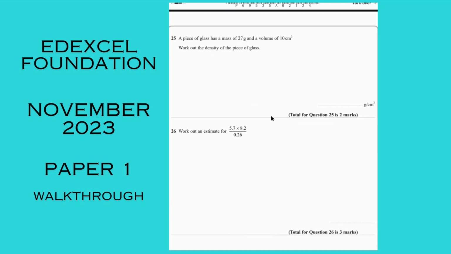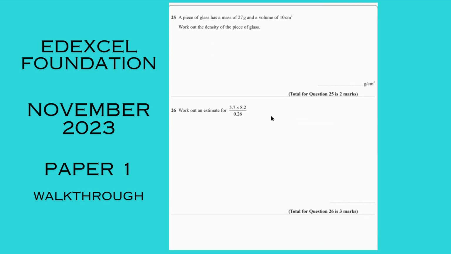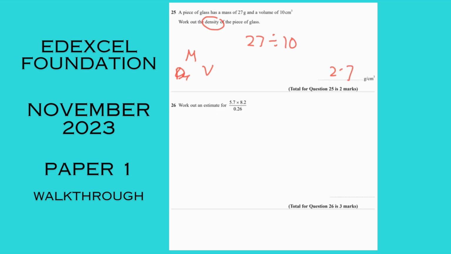It mentions mass, volume. I would make a note, E, M, V. Work out the density. We do mass over volume, over means divide. So just pop in the decimal point.